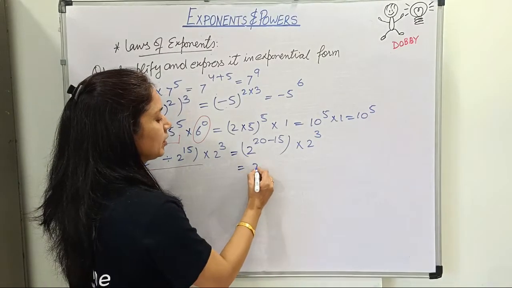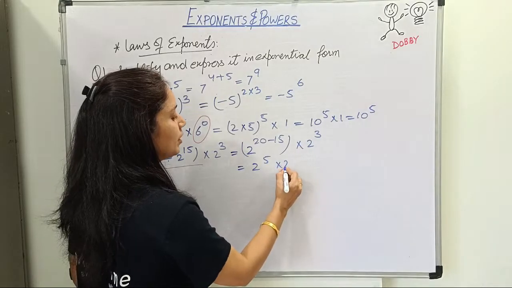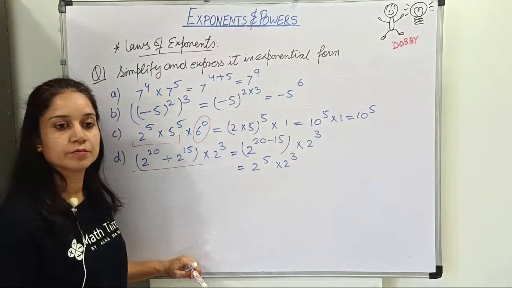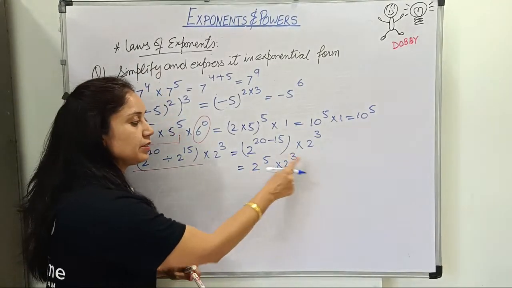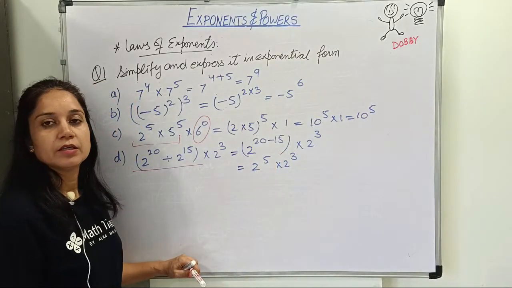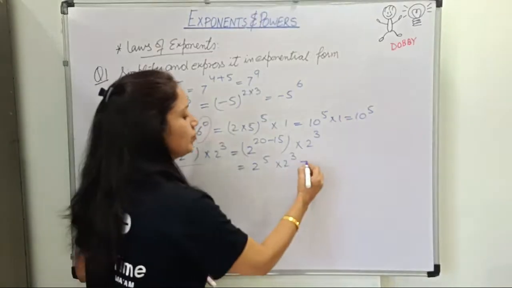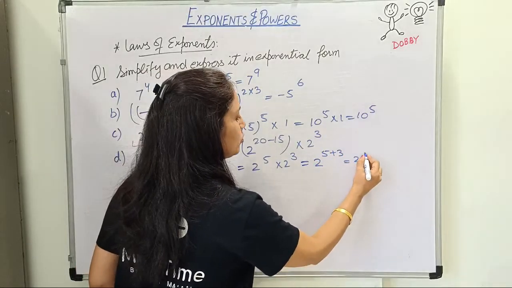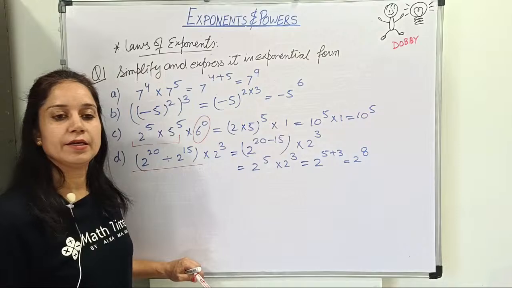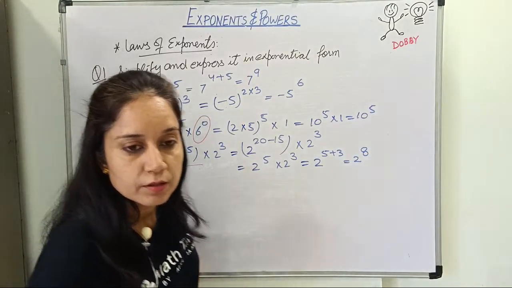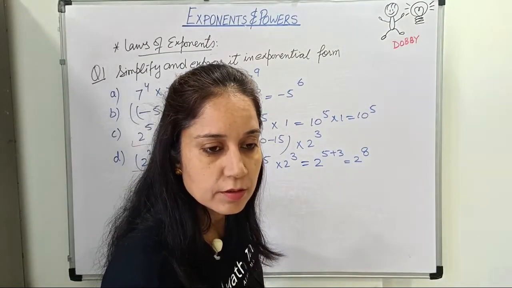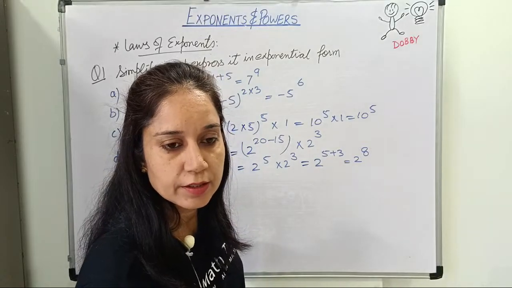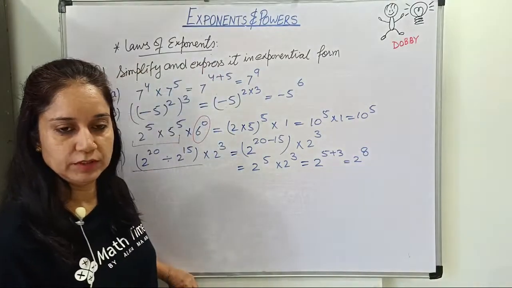Go further, it becomes 2 raised to the power 5 multiply 2 raised to the power 3. Now same base, different powers. This is your first law. In multiplication we add the powers. So it becomes 2 raised to the power 8. Yes. Kshitij correct, Zoya correct, Avipsa also correct.